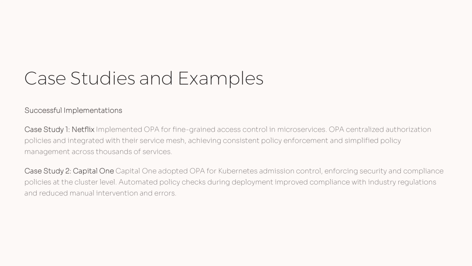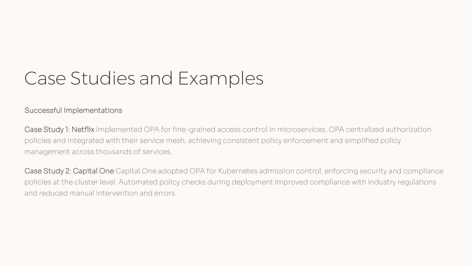Let's explore some case studies and examples highlighting successful implementations of Open Policy Agent, OPA. First, we'll look at Netflix, where OPA was adopted for fine-grained access control within their microservices architecture. By centralizing authorization policies and integrating them with their service mesh, Netflix achieved a high level of policy enforcement consistency and simplified policy management across thousands of services.